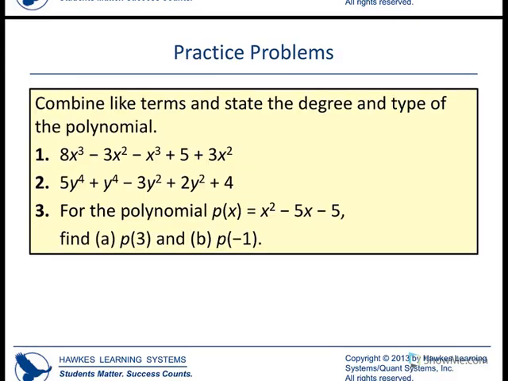Okay, here are some practice problems I want you to try. Number 1 is basically combining the like terms and state the degree and type of polynomial. And that's what you're doing for number 1 and number 2. Number 3 is when you're evaluating. So you're going to take this polynomial and you're going to plug in 3 and get an answer. Then you're going to plug in -1, and then you're going to get an answer.